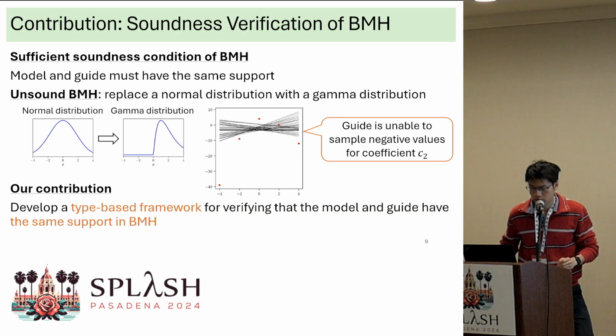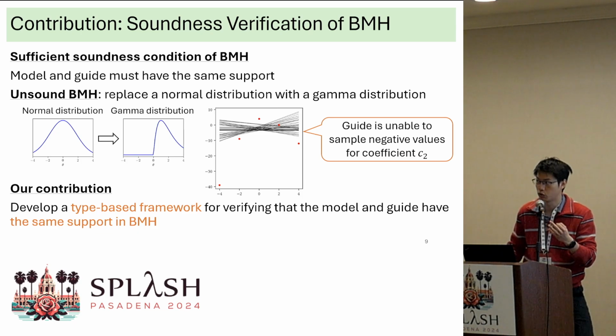So in this work, our contribution is the following. We developed a type-based framework for statically verifying that the model and guide have the same support for BMH, which is a key soundness condition. And checking this condition statically is challenging because the set of random variables depends on which execution path we take in the model and guide programs.